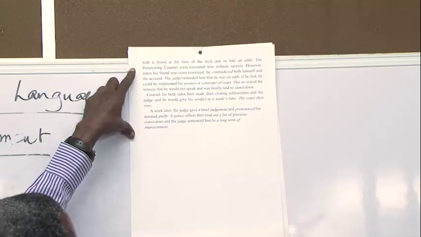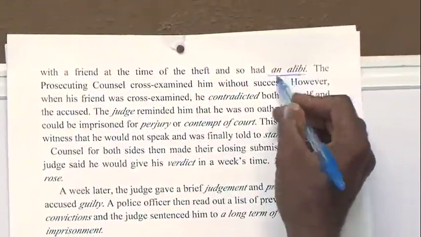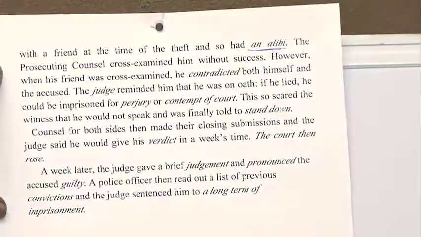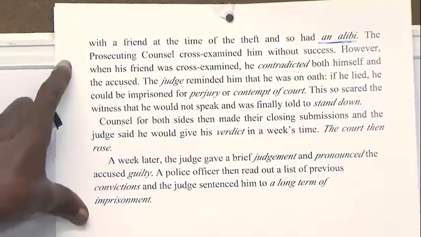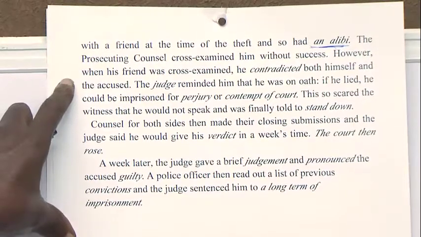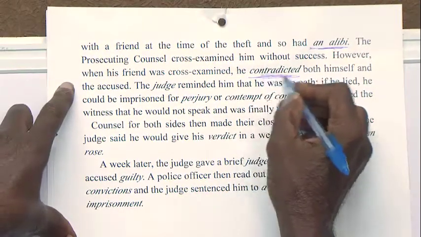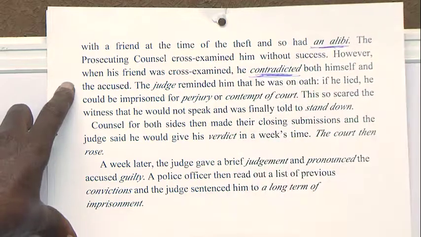He had been in a bar with a friend at the time of the theft, and so had an alibi. What about alibi? It means you were not there at the time that the crime was committed. We talk about alibi. The prosecution counsel cross-examined him without success. When his friend was cross-examined, he contradicted himself. Not just contradicting, but saying something that is not in line with what he had said before.